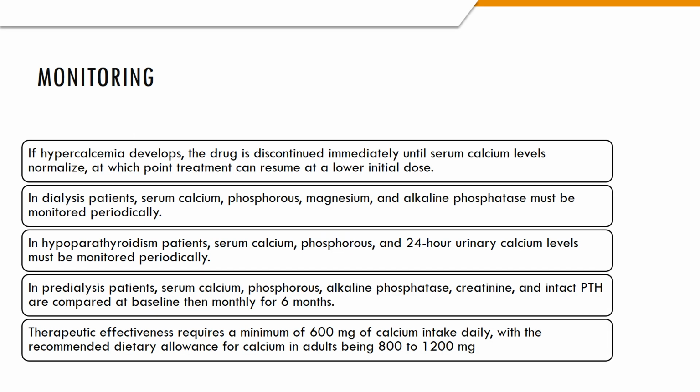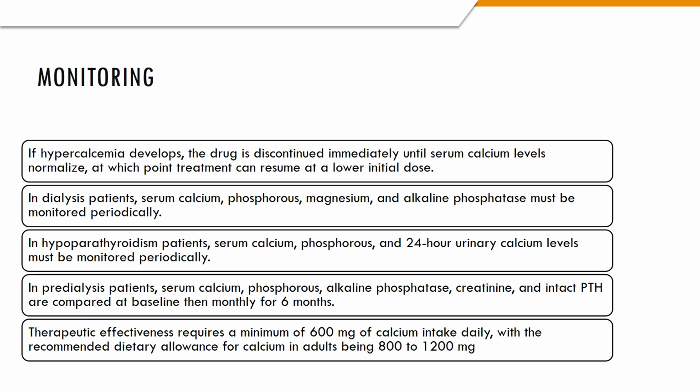For monitoring, once again, if hypercalcemia develops, the drug is discontinued immediately until the serum calcium levels normalize, at which point treatment can then resume at a lower initial dose. For dialysis patients, serum calcium, phosphorus, magnesium, and phosphatase must be monitored periodically. In hypoparathyroidism patients, serum calcium, phosphorus, and 24-hour urinary calcium levels must be monitored periodically. In pre-dialysis patients, serum calcium, phosphorus, alkaline phosphatase, creatinine, and PTH are compared at baseline, then monthly for 6 months.